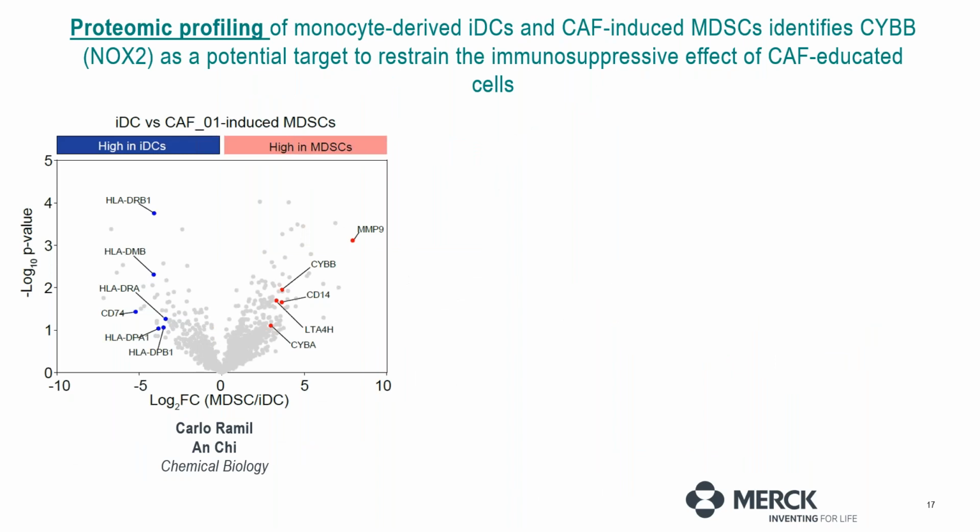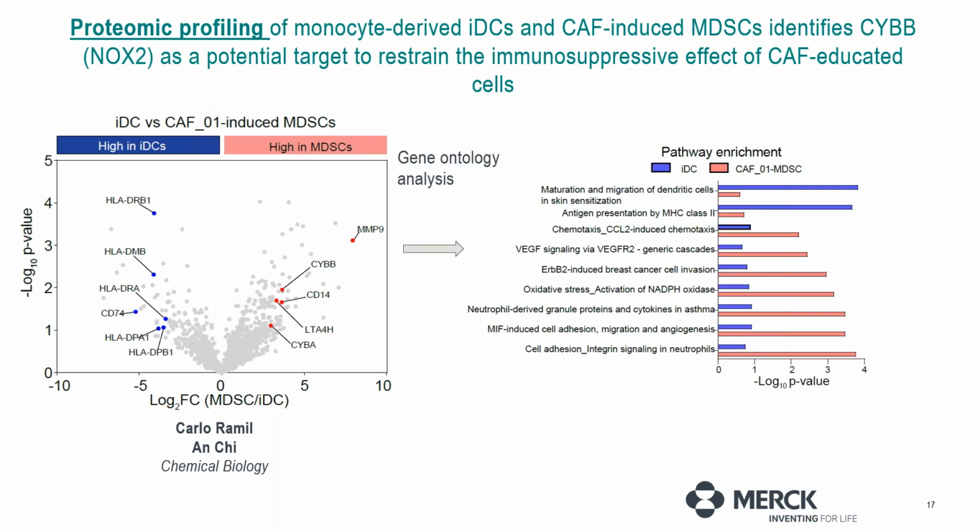To explore additional targets mediating CAF-induced immunosuppression, we collaborated with the chemical biology department in our company, and they helped us to perform proteomic analysis on MDSCs versus the non-immunosuppressive immune population, immature dendritic cells. And we are able to find several differentially expressed proteins in MDSCs versus iDCs. And using those differentially expressed proteins, we're able to run gene ontology analysis.